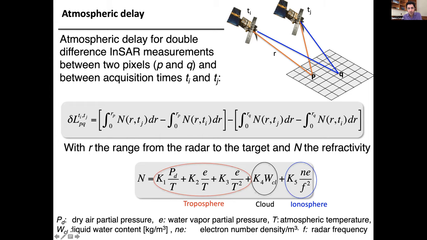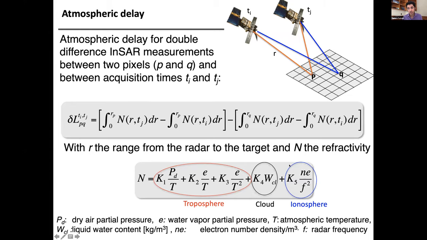The refractivity can be explained by an equation like this one, where there are some constants, K1, K2, K3, and also some atmospheric parameters: the dry pressure P, the atmospheric temperature T, and E, the water vapor partial pressure. That's the dominant source of the tropospheric delay in a differential sense. In an absolute sense, the dry delay is larger, up to around 3 meters, but its variation over time is small. The wet delay is smaller, 20 to 30 centimeters, but its spatial and temporal variation is much larger. Then there is a much smaller contribution from cloud water content.